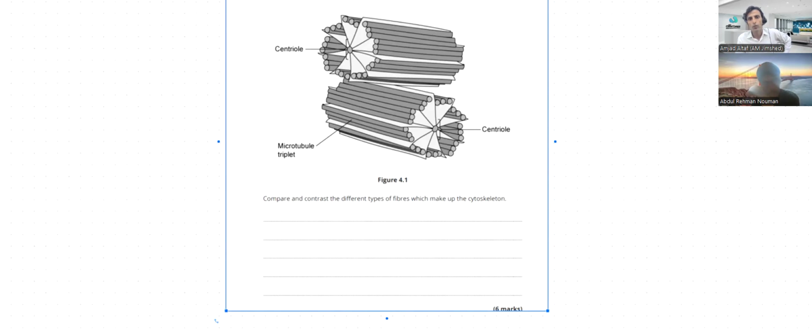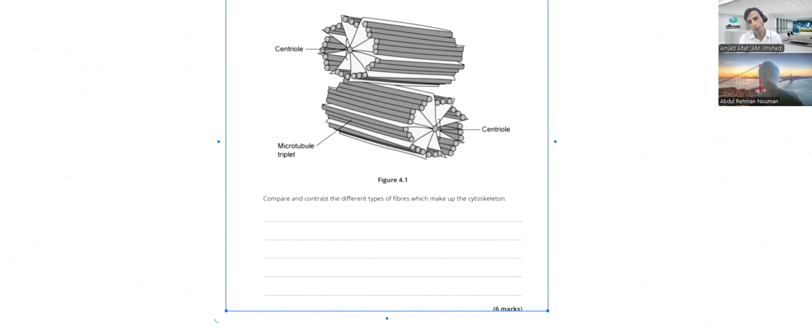Like I didn't understand Figure 4.1. This shows a diagram of the structure of two centrioles. Centrioles are comprised of microtubules. You can see here the centriole, microtubules. Yes, microtubules. Triplet is there. Centriole. Compare and contrast the different types of fibers which make up the cytoskeleton.